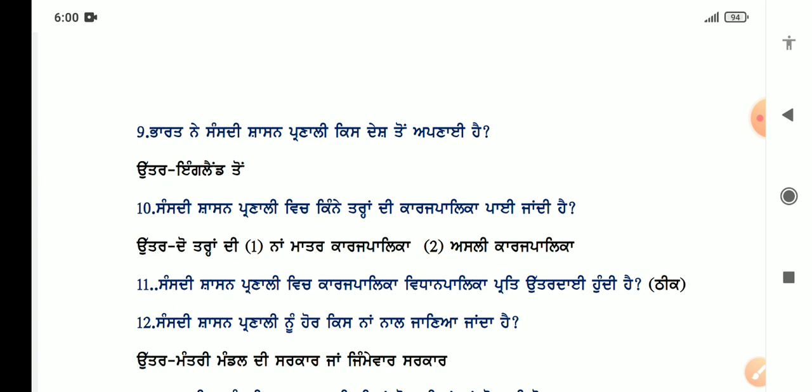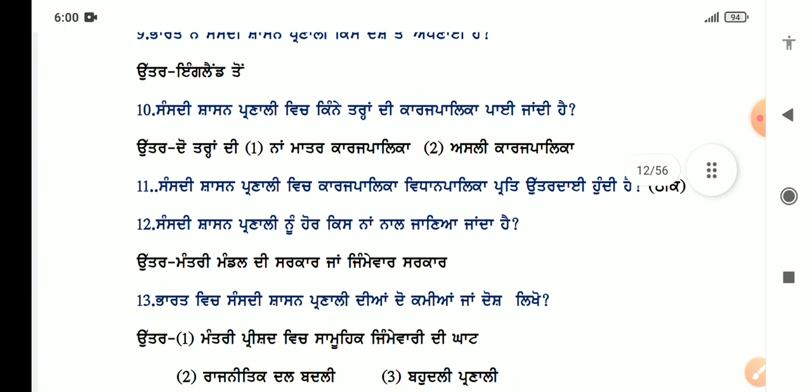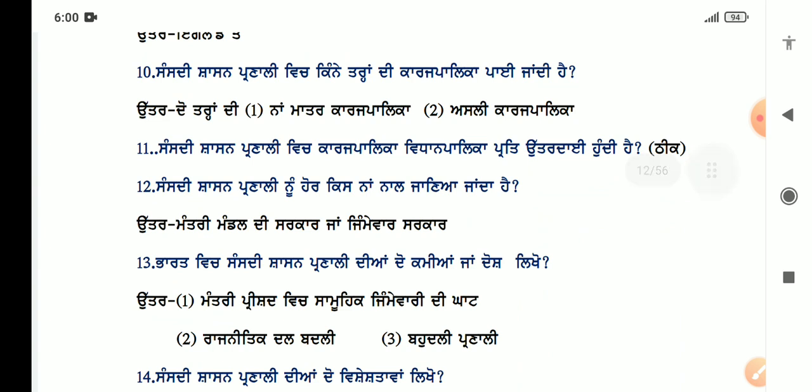How many types of executives are there in parliamentary form of government? 2. A nominal executive and real executive. In parliamentary form of government, executive is responsible towards legislature. Statement is right or wrong? It is right.